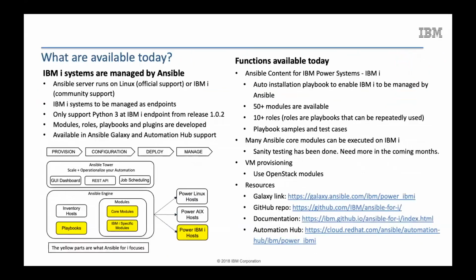What is available today? From the picture shown here, the yellow parts are where IBM i supports are. Other than the IBM i modules and playbooks we have released, there are some Ansible core modules that can be used as well. As I answered in the question, Python 3 and a couple of RPMs need to be installed on the endpoint IBM i systems in order to run the modules. Fortunately, we provide an automation script as a playbook to help you install those RPMs and dependencies.